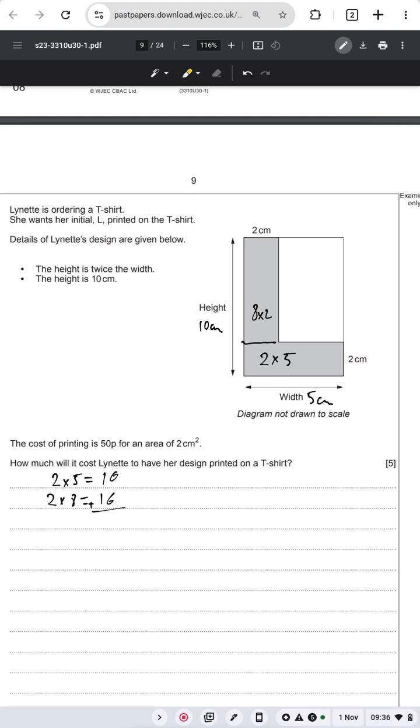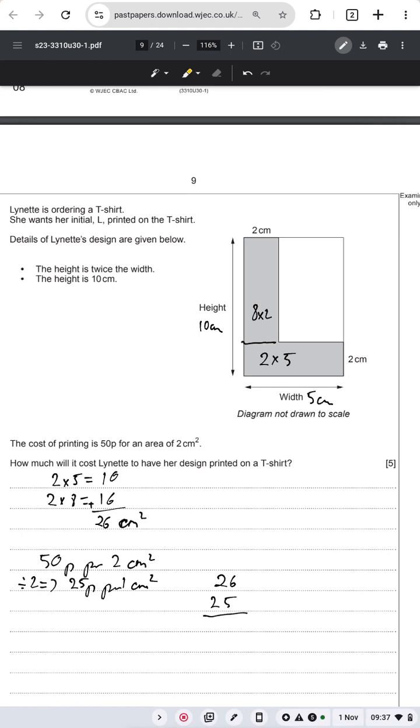If we sum those, that comes to 26 centimetres squared. So 50p per 2 centimetres. If we divide by 2, this will give 25p per 1 centimetre squared. So now we have to do 26 times by 25.